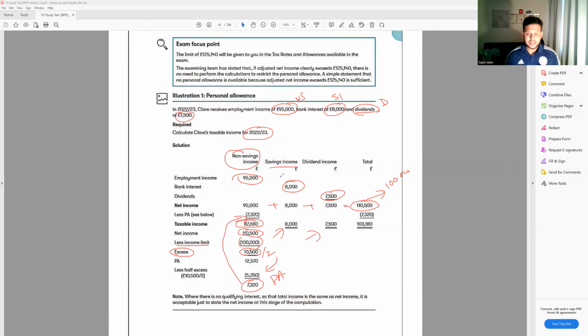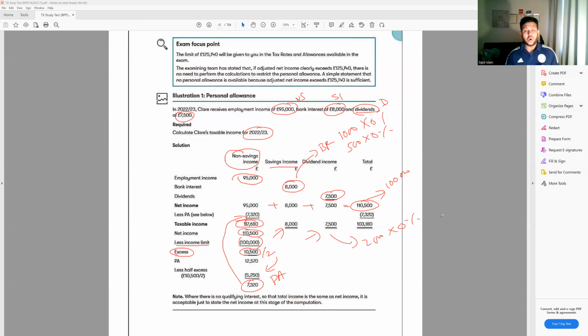But when I have savings income, if I am a basic rate taxpayer, that means up to the first 1,000, I'll pay tax at zero rate. If I am a higher rate taxpayer, the first 500, I'll pay tax at zero rate. If I'm an additional rate taxpayer, then there is no allowance. For the dividend, the first 2,000 is free for me.